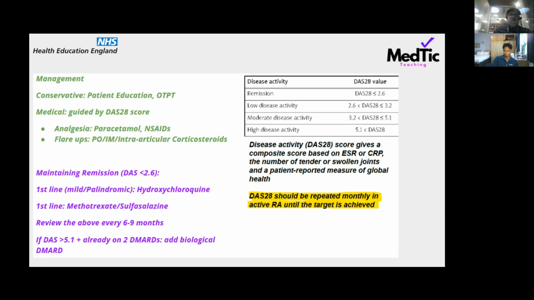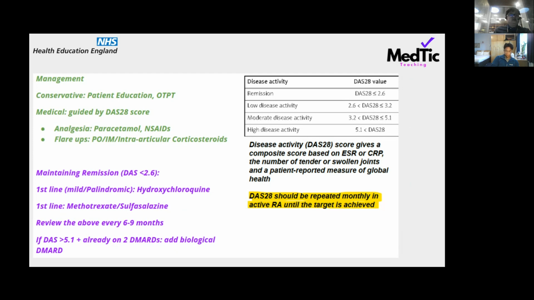Medical management is determined by something we call a DAS28 score. This gives a score based on how high the ESR or CRP is for your inflammatory markers, how many joints are affected, and more holistic measures such as how painful the patient feels, or how it affects their activities of daily living from day to day. This helps guide what sort of medical treatment we use, which are classically DMARDs. If it's mild, which is a bit early on, we usually use hydroxychloroquine.